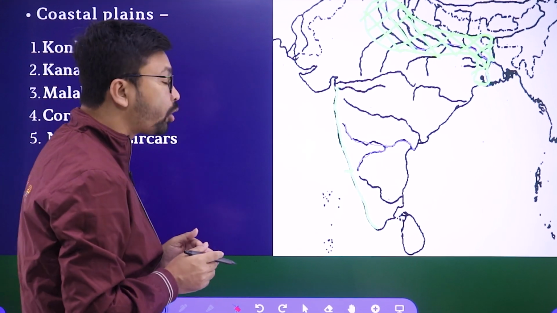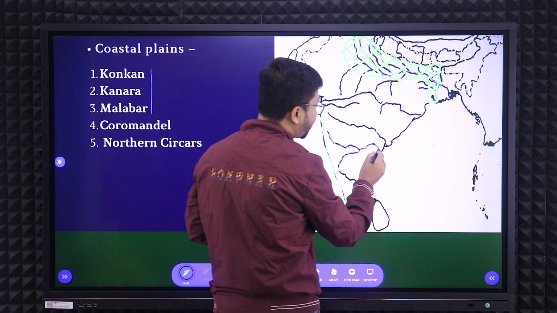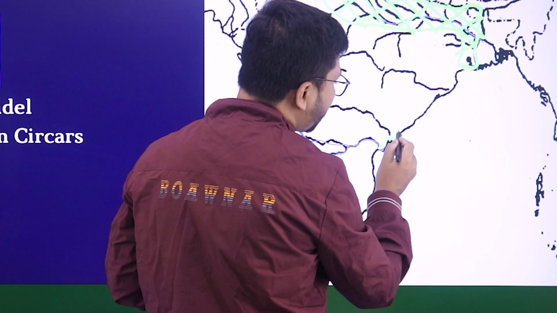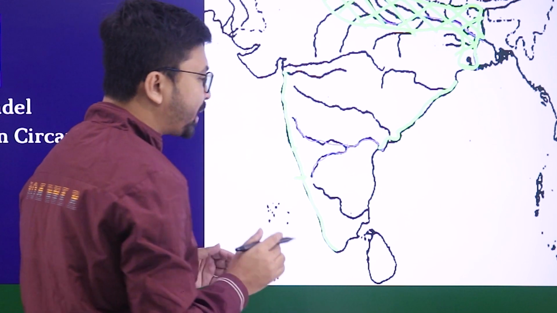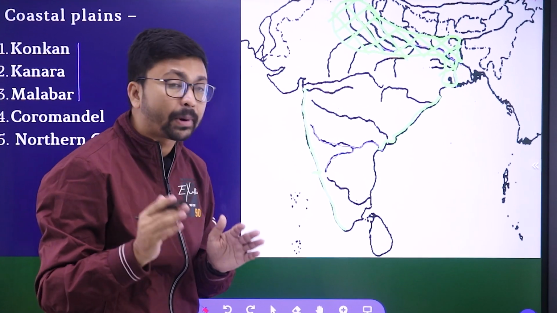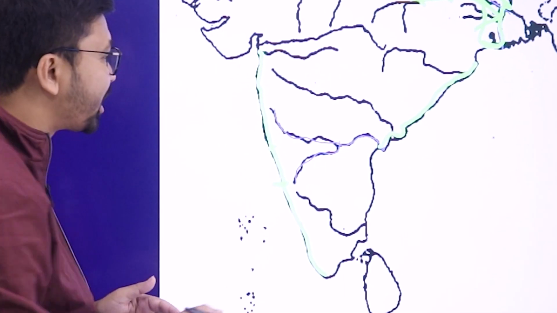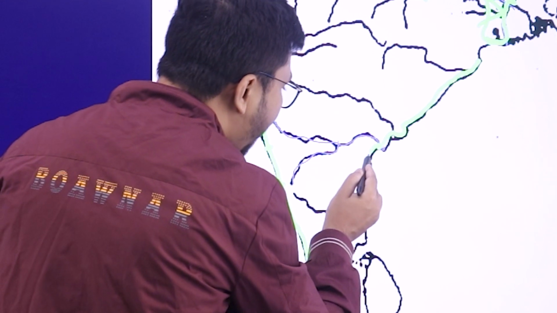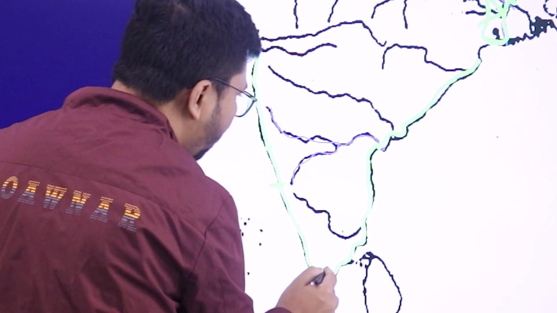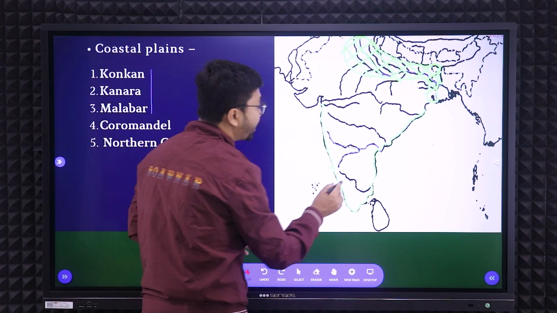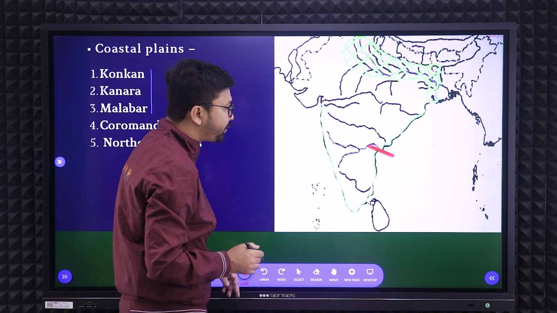Next, the Coromandel coast and the Northern Sarkar coast. For the Coromandel coast, you need to remember the Krishna river. From the Krishna river it will start and go along the coastal lines. It will cross the Mahanadi river also and go up to this much. That is the Northern Sarkar coastal plains. On the other hand, the Coromandel coast will be below the Krishna river, and from there it will go up to Kanyakumari. So these are the divisions you need to remember.